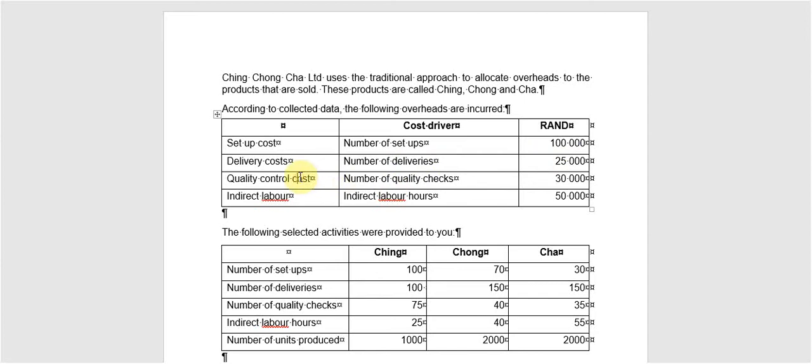Then you will see quality control cost. It's the number of quality checks that drives this overhead, 30,000. And then we have indirect labor. The indirect labor will carry this cost or drive this cost, and that's a total of 50,000. So the first problem that I have with this table is that it does not indicate a total.